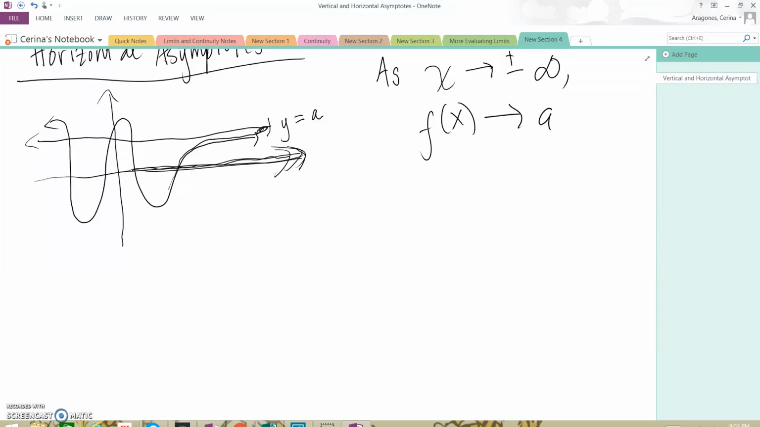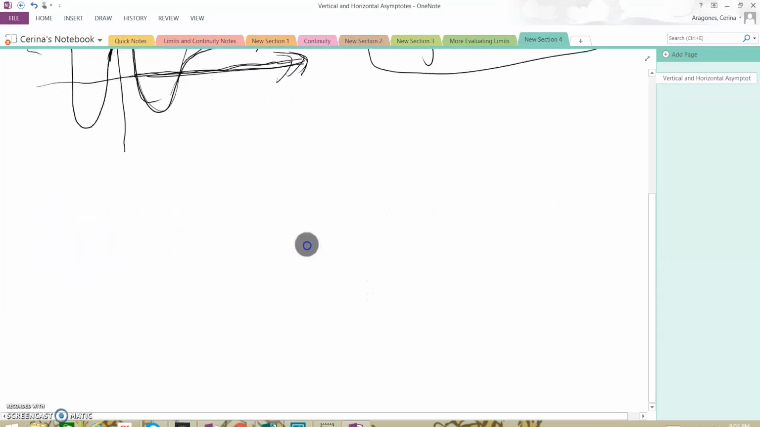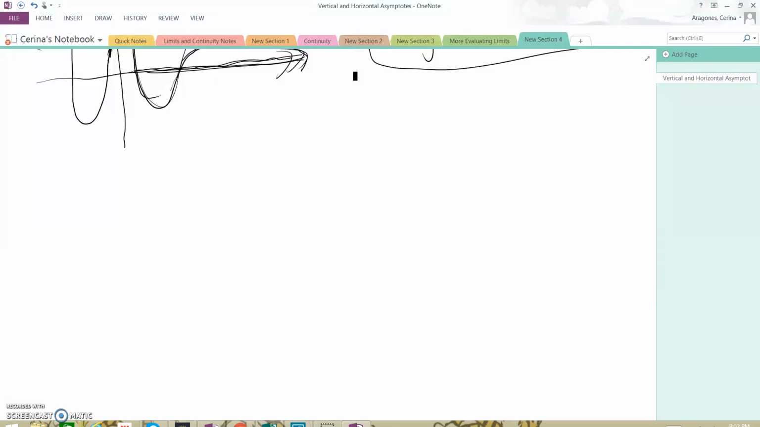Oh, I want to make a quick note before we go into that. Our function can indeed cross a horizontal asymptote, as you can see here, I'm intersecting at several points, as long as this behavior is what ends up happening: as x approaches plus or minus infinity, f of x approaches some value. So how do we evaluate horizontal asymptotes? There are three cases where you're going to have to evaluate horizontal asymptotes.